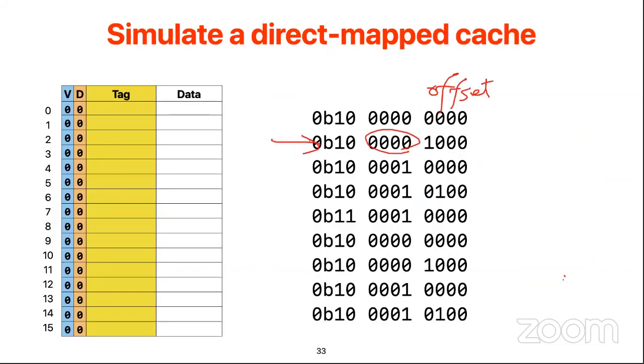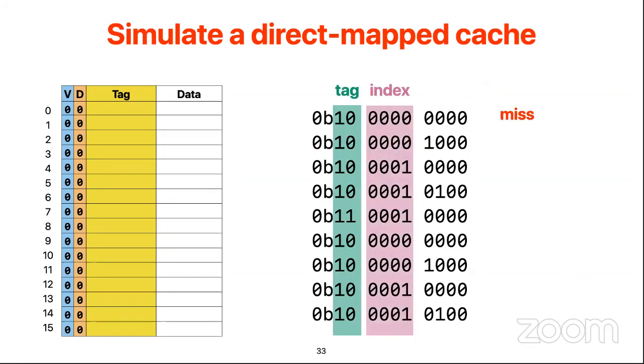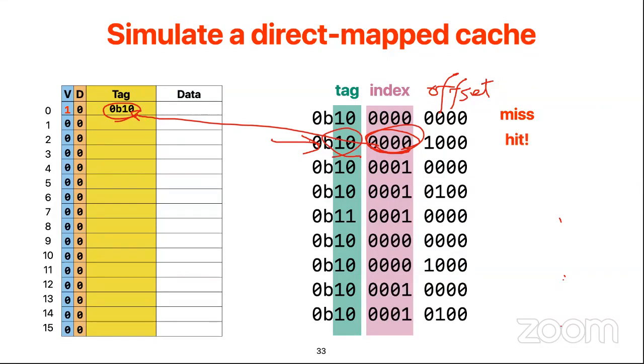Okay, so go back to this one. What do you think we should do? Are you still thinking the second is a miss? Well, then it must be a hit. Right, because in your cache you are looking for index number 0, and what's in index number 0 is tag 10. It's a match, so it's a hit. I see.